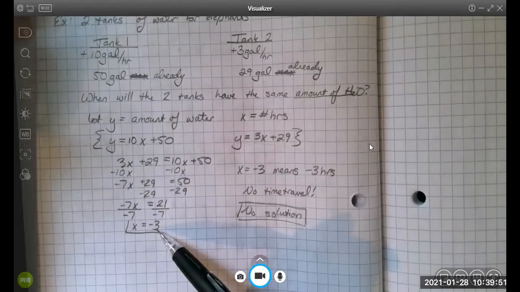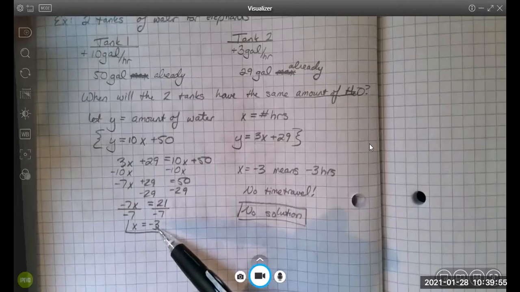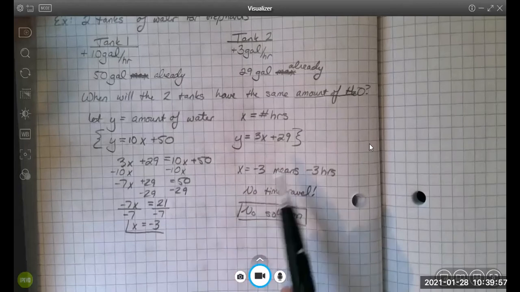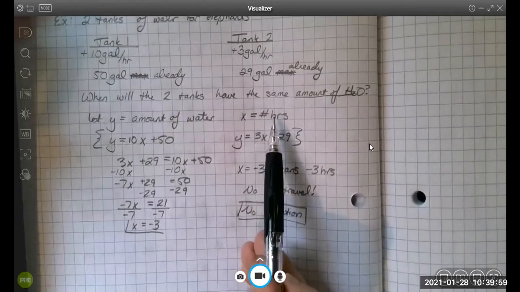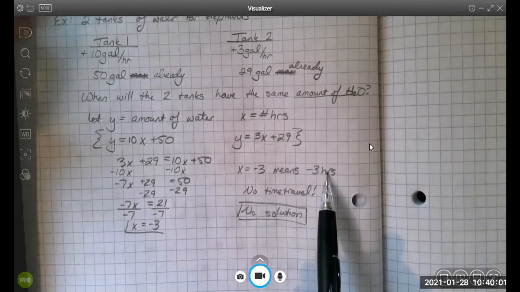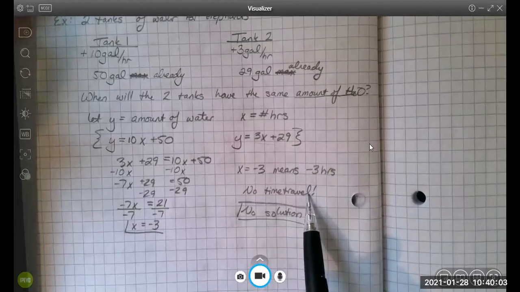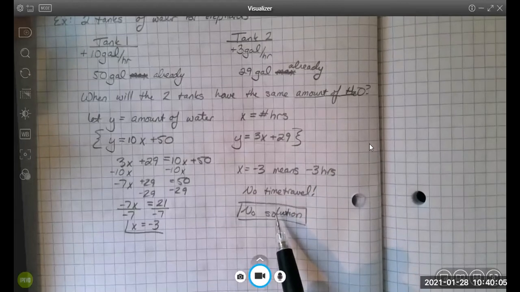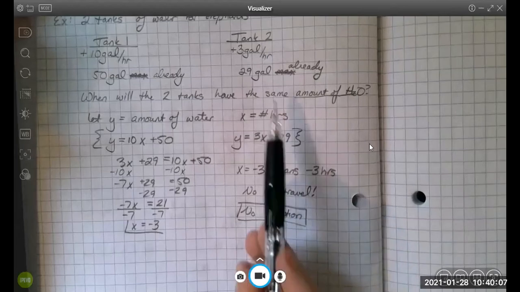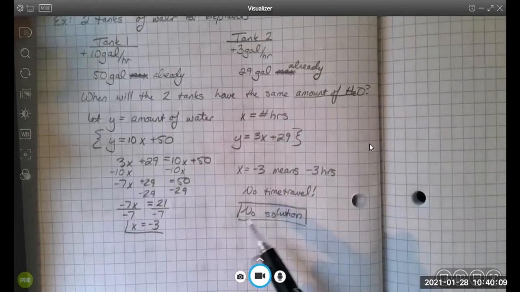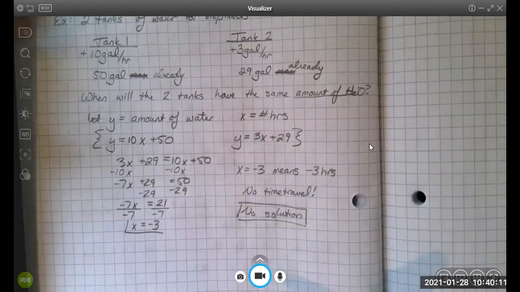It's a line. This isn't regular algebra though. This is describing a real world situation. So when x equals -3 and x is the number of hours, that means -3 hours. So since we're not allowing time travel, this means no solution for this problem. That's kind of my super quick explanation. The video has the full explanation though.